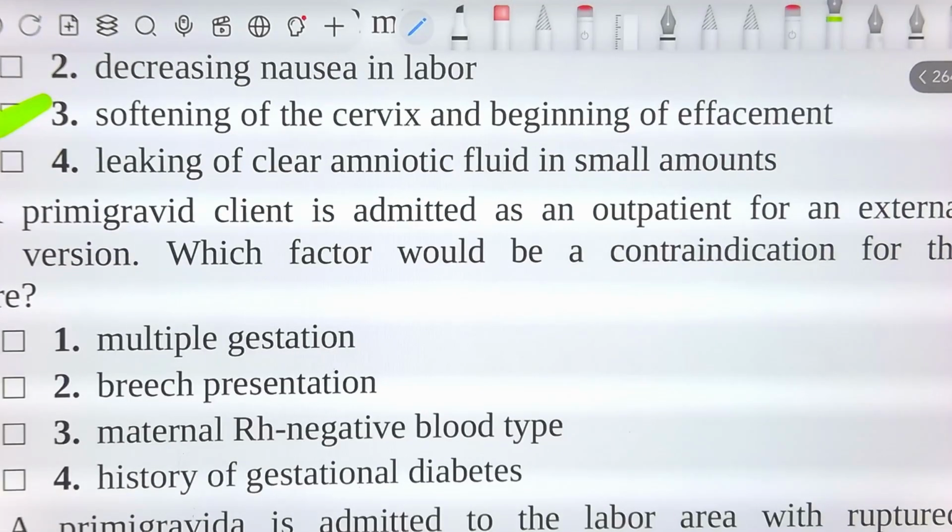Next question says, a primary gravid client is admitted as an outpatient for an external cephalic version. Which factors should be contraindicated for this procedure? Read all the options. So what is external cephalic version? It is done to change a breech presentation. So in which is it contraindicated? In multiple gestation.